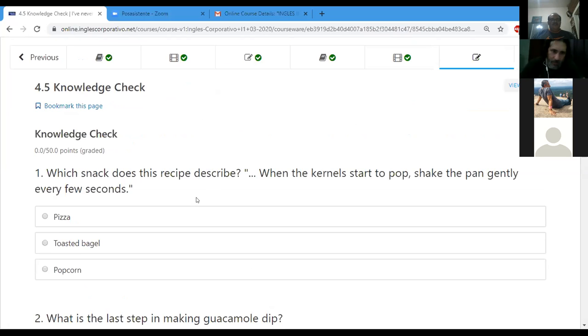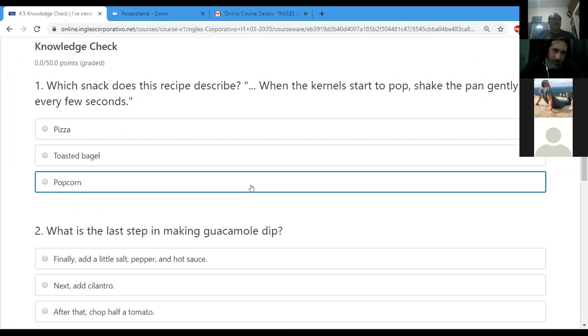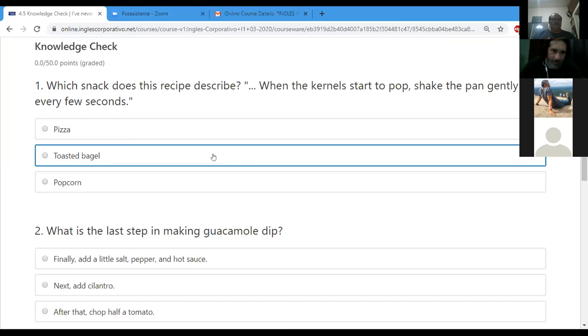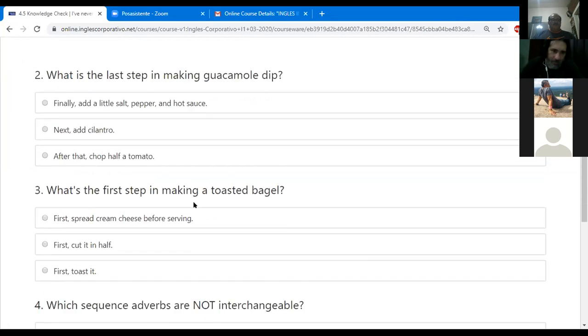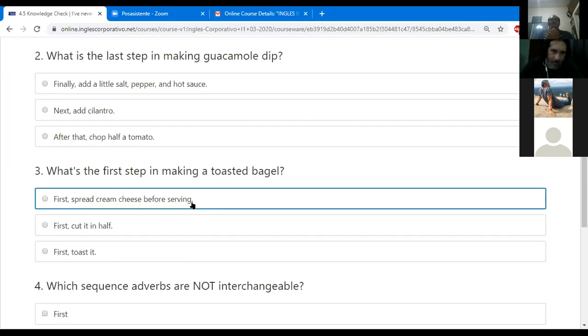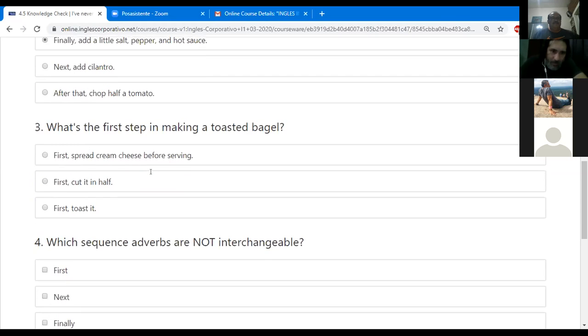Which snack does this recipe describe? Popcorn. When the kernels start to pop, shake the pan gently every few seconds. Popcorn. Okay. If you don't agree, let me know. What about number two? What is the last step? Finally, add a little salt, pepper, and hot sauce. The first one. Okay. Next one.